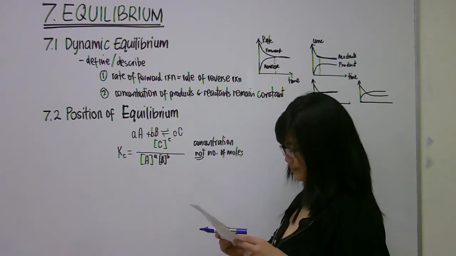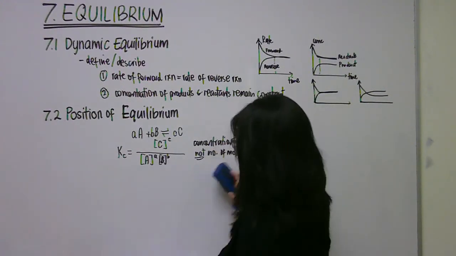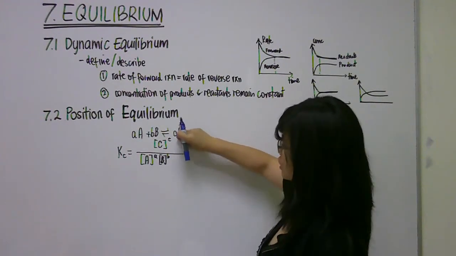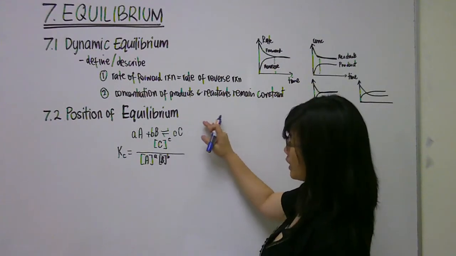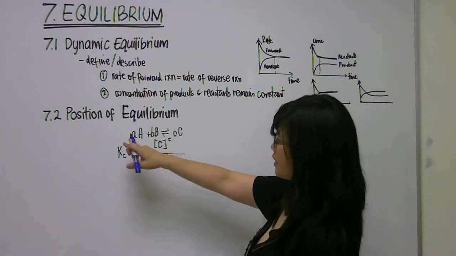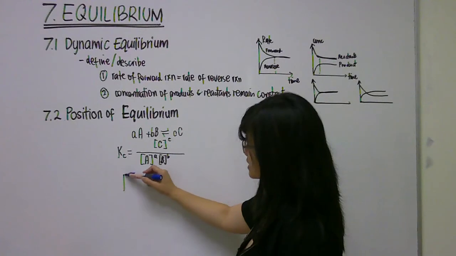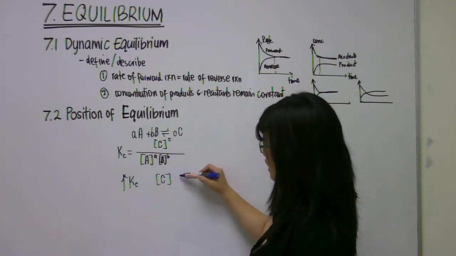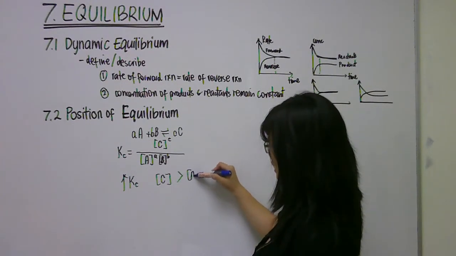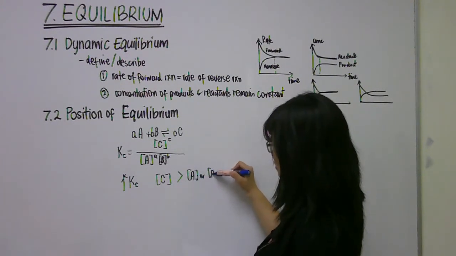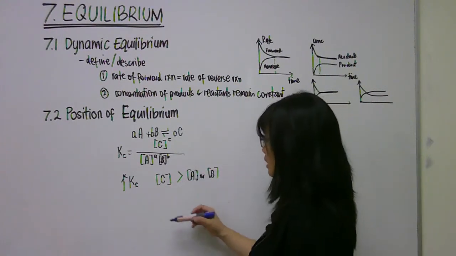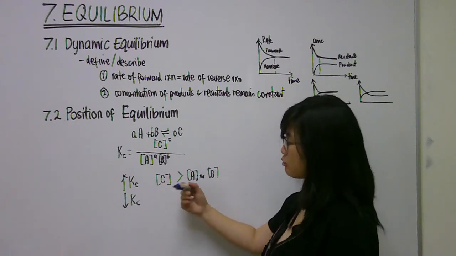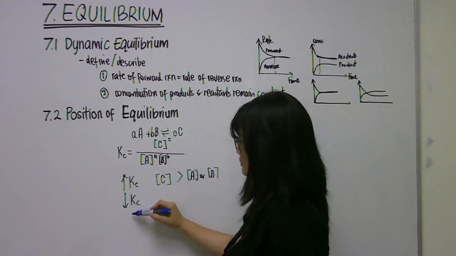Okay, so if you realize, this Kc is the ratio between the concentration of the product on the right hand side and the left hand side, okay? So when you realize that the Kc is higher, you will know that the concentration of C or D is greater than A or B. Okay, the greater the Kc, and the smaller the Kc, it will be the other way around. So by using Kc, you can know the extent of reaction.